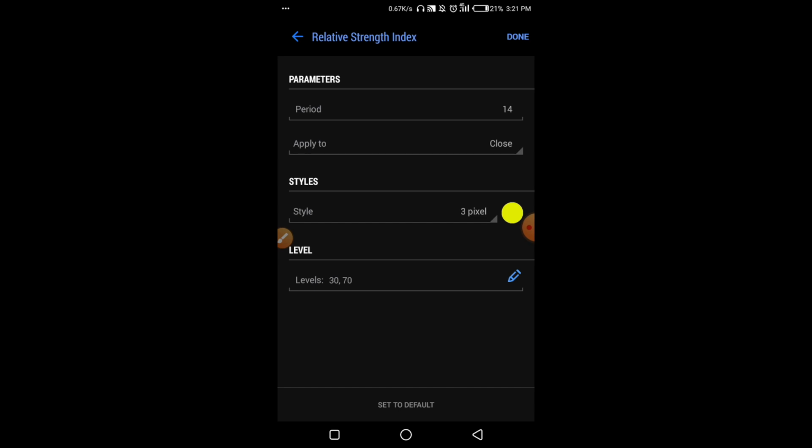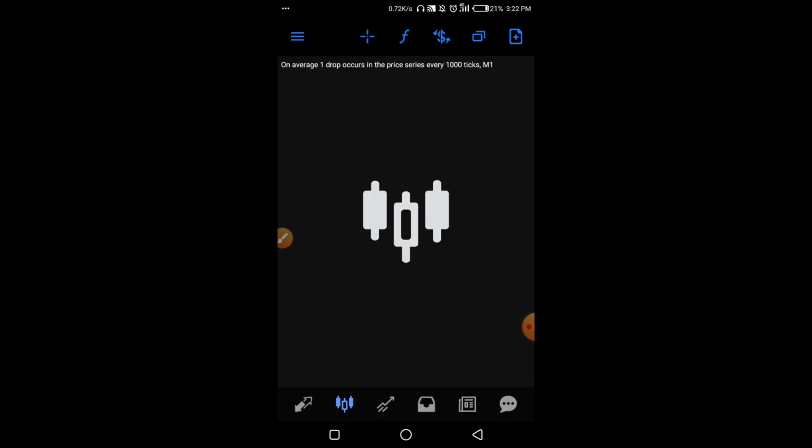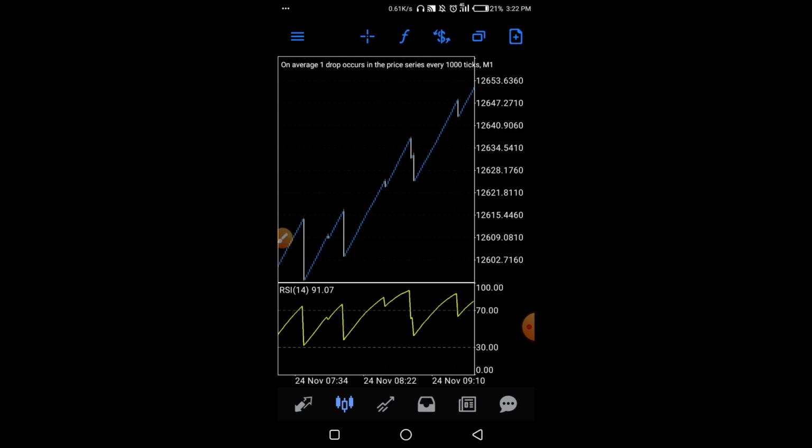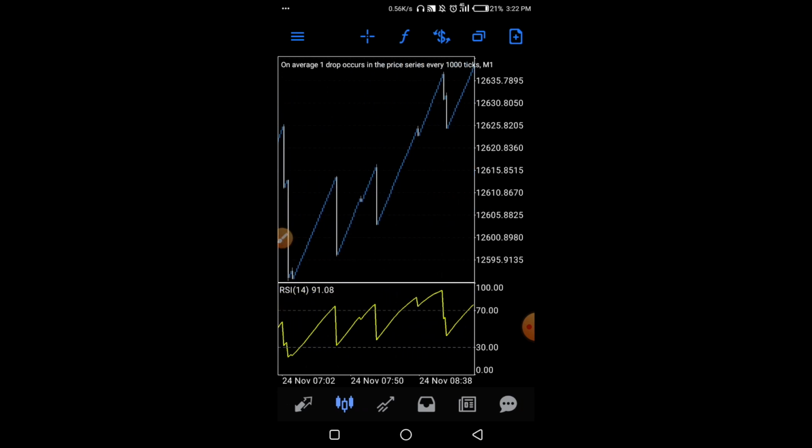Apply to close. Choose any color that you prefer. I choose yellow. And go to levels. Don't forget the levels. We should have two levels, 30 and 70. 30 means oversold and 70 means overbought. So set these levels and click done. So now we have RSI in our window. As you can see, the bottom line, this is RSI.